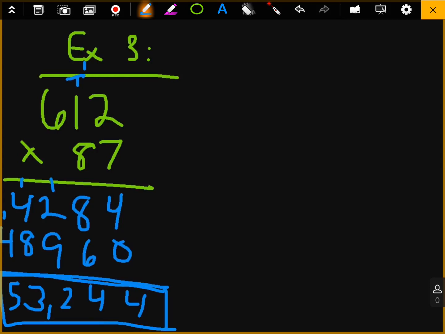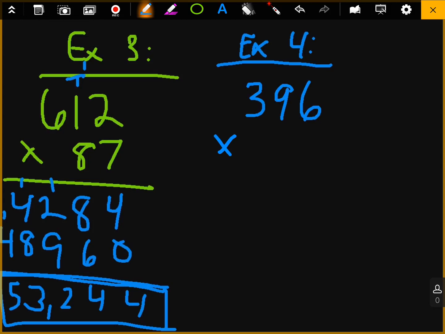All right, let's do example number 4. And with example number 4, I actually want you guys to give it a try. So I'm going to write the problem down, and then I want you to pause, go over the steps, and give it a shot. The question is 396 times 37.